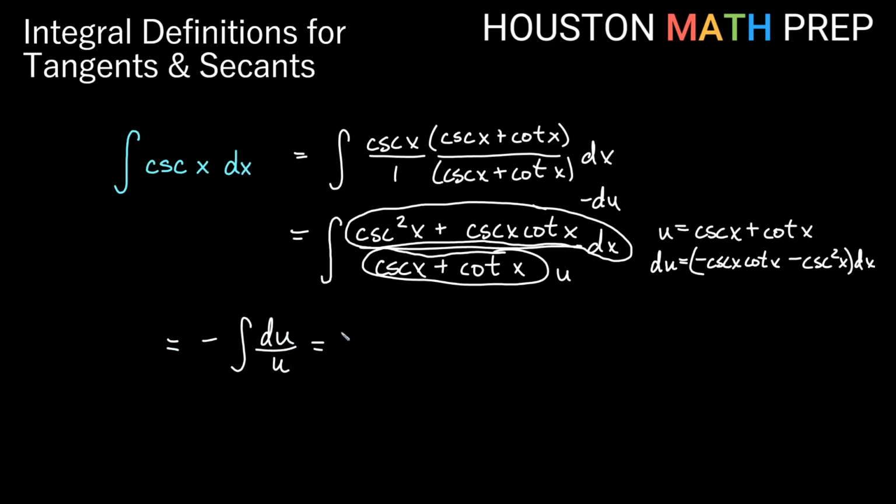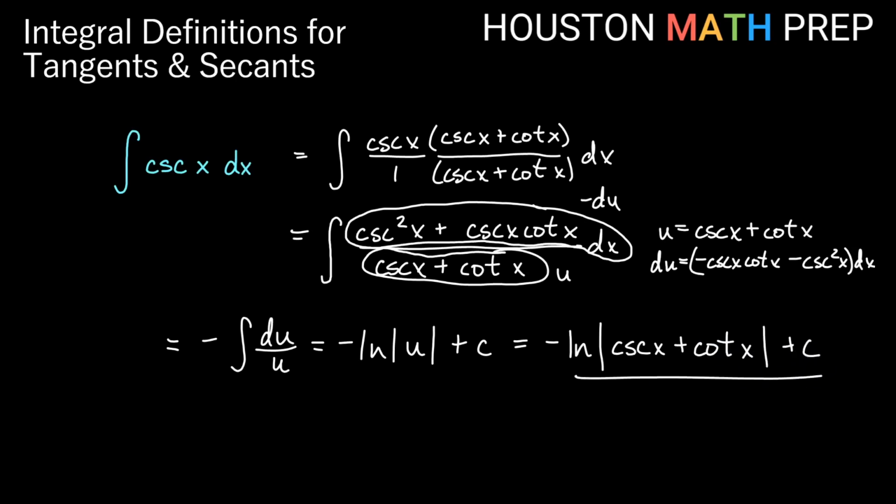And you can start to see where this formula comes from, right? So we get the negative ln rule, negative ln absolute value of u plus c. And then if you replace your u, we get this other one, right? So we get negative ln of cosecant of x plus cotangent of x, all of that plus some constant. Okay, everyone, that is where those formulas come from.